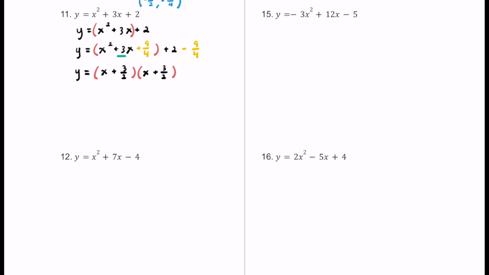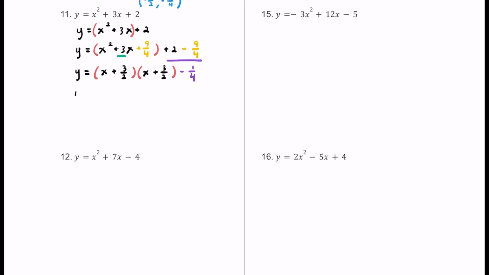And then here's the little bit extra we have to do with this constant term along the outside. So let's see, this 2, we need to turn into fourths. So that's the same thing as 8/4, take away 9/4. So 8/4 take away 9/4 is going to be negative 1/4. So that's going to be our constant along the outside. Okay, so let's go ahead and write minus 1/4.